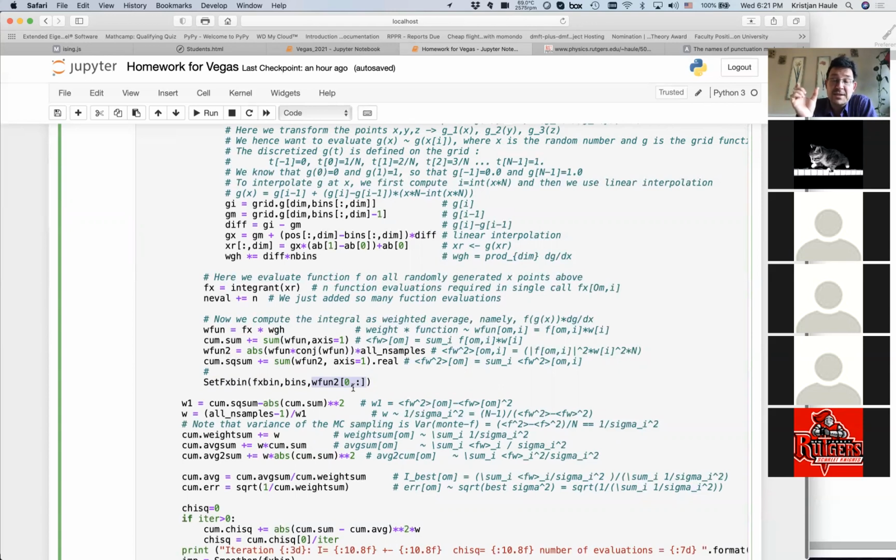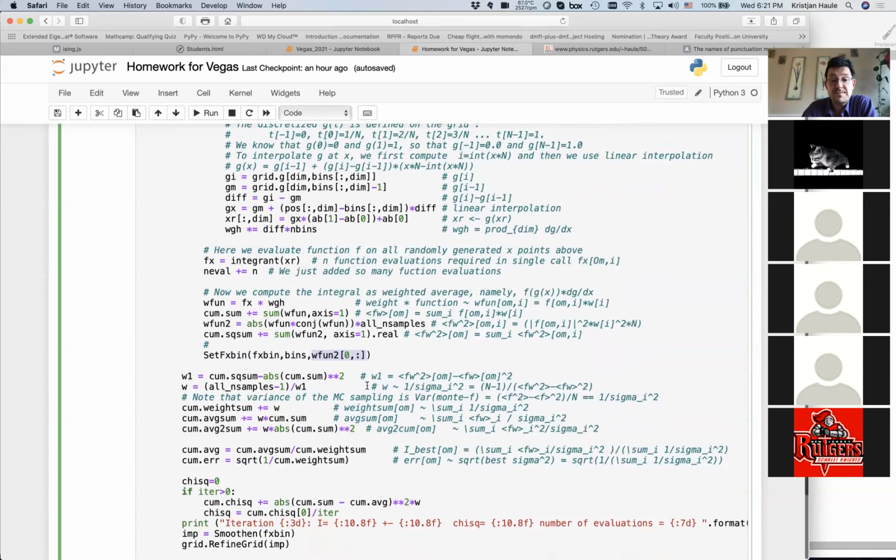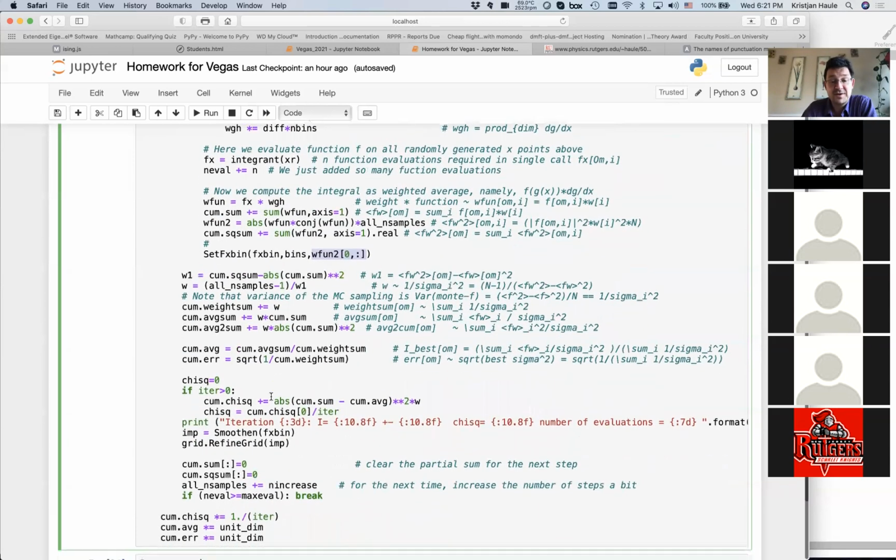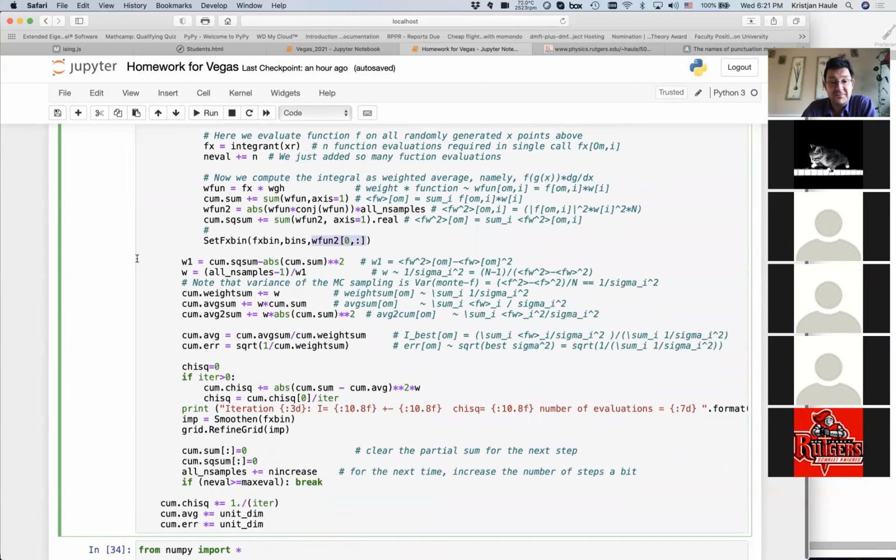It's a projection. Before we were giving the entire array to the set fx bin. Right now, instead of giving the entire array, we take the slice that corresponds to zero frequency. That's all. Otherwise it's exactly the same routine. The only difference is that we give the slice that corresponds to zero frequency. That's the only difference, and then the rest is very straightforward. Actually, it turns out that the code is identical to before.